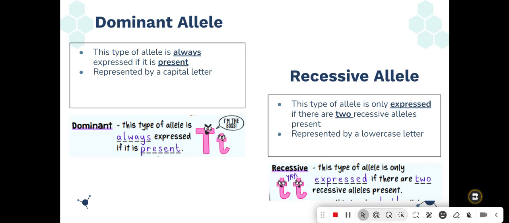Okay? A dominant allele is always expressed if it is present. It's represented by a capital letter. The recessive allele is only expressed if 2 recessive alleles are present, and they are always represented by a lowercase letter. That will become more important when we start Punnett squares.